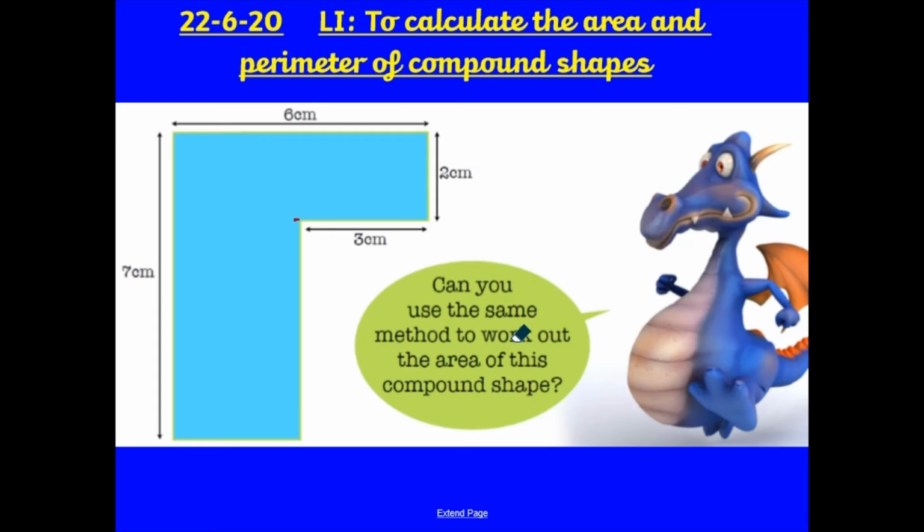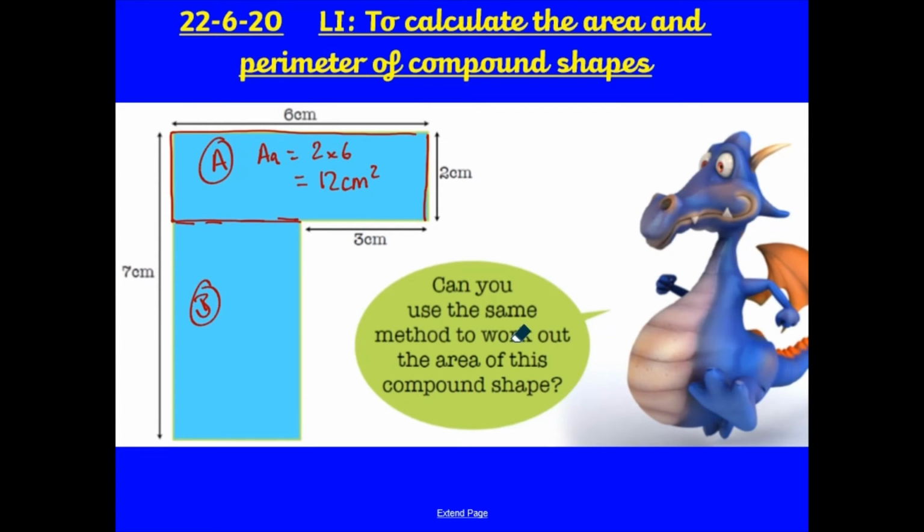The first thing I'm going to do is split this shape across here. You might have done it a slightly different way, and that's absolutely fine. I'll go into that in a second. So I've got shape A and shape B. Now shape A is nice and easy to work out because I've got 2 centimeters and 6 centimeters on my rectangle. So the area of shape A is equal to 2 times 6, which is equal to 12 centimeters squared.